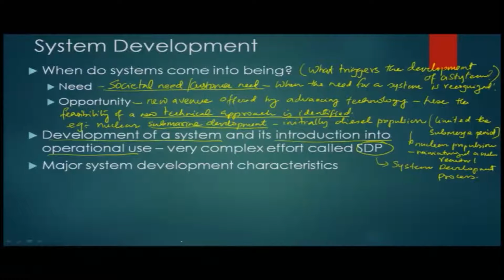When we see the different models available, models use different aspects. So the system development process has many characteristics, and it is important that we look into them. What are some of those characteristics? Number one, it is a very complex effort. There are multiple aspects, multiple fields, multiple agencies, and multiple organizations all involved in it. So complexity is one part of the system development characteristics.